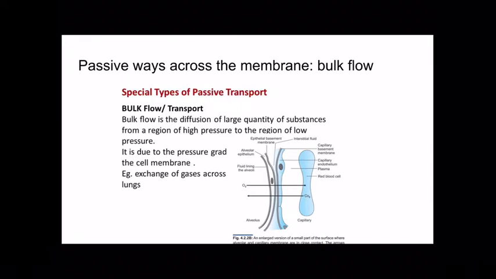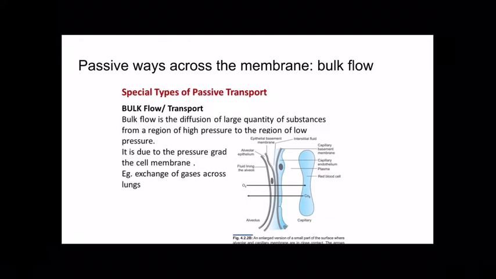What we're looking at in this diagram is the respiratory membrane. It's the cell membrane of the alveoli in the lungs, and right next door to it is the cell membrane of the capillary that contains the blood that wraps around those alveoli. There's a high concentration of oxygen in the air inside the lungs and a low concentration of oxygen in the blood. Conversely, there's a high concentration of CO2 in the blood and a low concentration of CO2 in the air inside the alveoli.